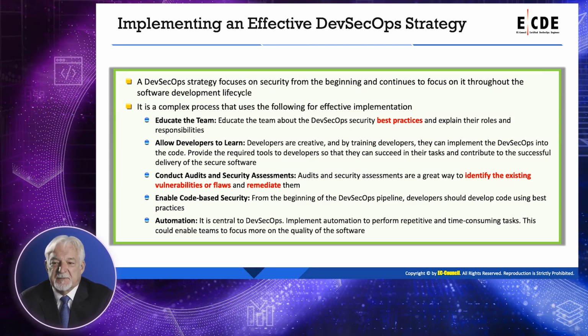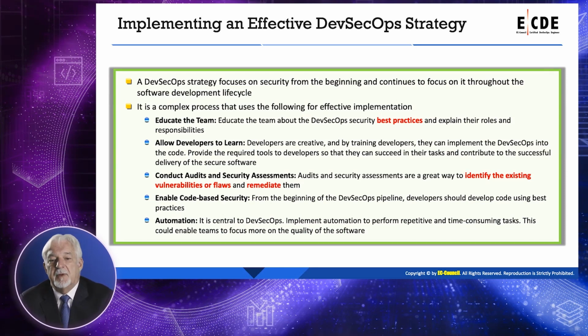Conduct audits and security assessments. Audits and security assessments are a great way of identifying the existing vulnerabilities or flaws and remediating them. And you can also use this same approach when you look at the overall DevSecOps flow and pipeline. Look at doing audits and security assessments on the processes, where security is injected into the processes, etc.